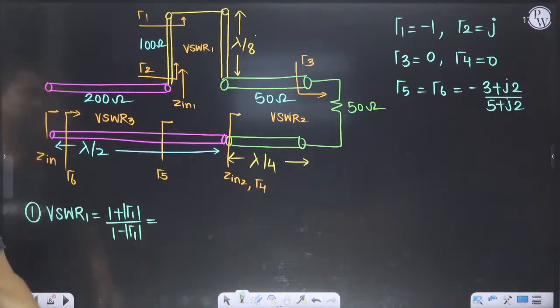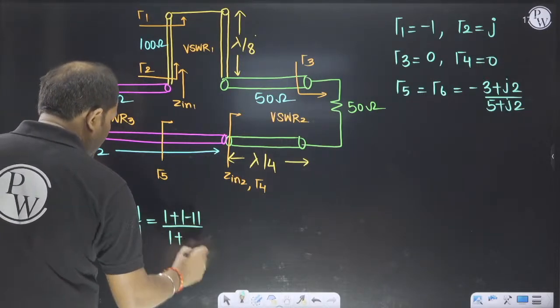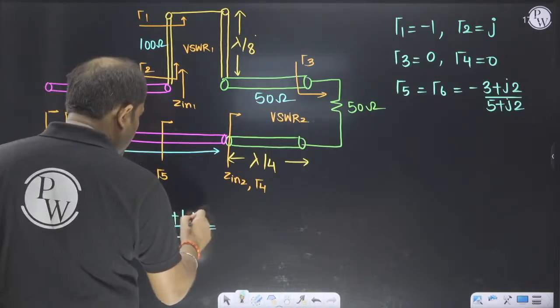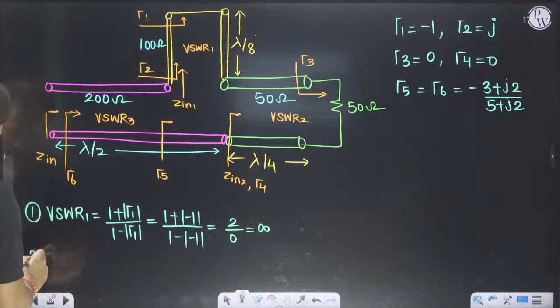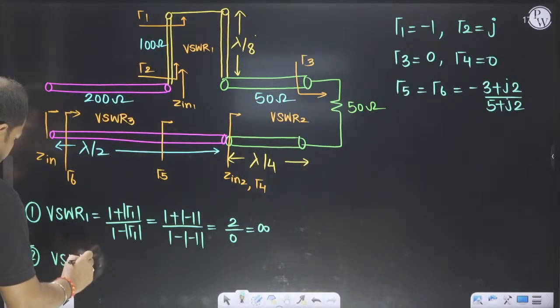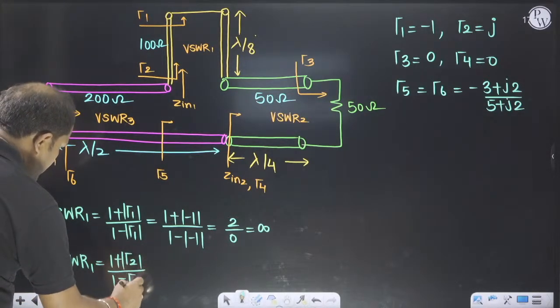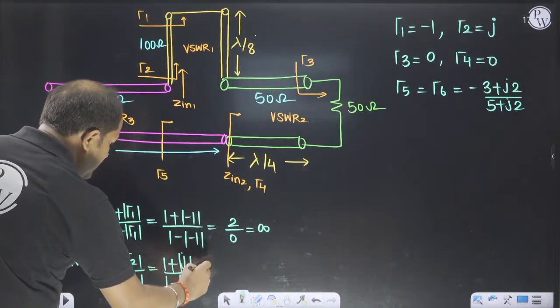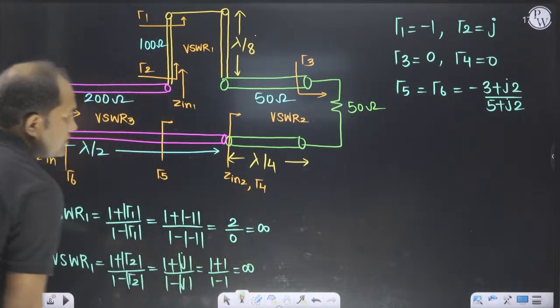So VSWR 1 is 1 plus mod gamma 1, mod gamma 1 is 1, divided by 1 minus 1. How much will it be? It will be 2 divided by 0, which is infinite. Then we calculate VSWR for gamma 2: 1 plus mod j divided by 1 minus mod j. Mod j is 1, so 1 plus 1 over 1 minus 1 is infinite.